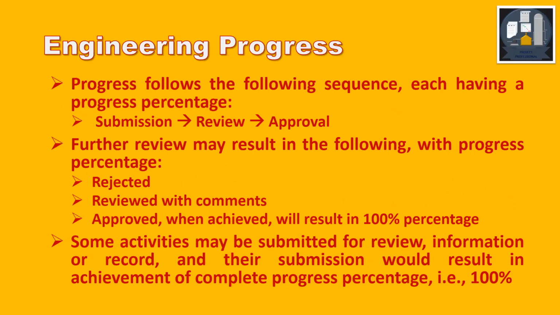Engineering progress. Now we come to progress. The progress follows the following sequence, each having a progress percentage: submission of the document deliverables or the drawings, the review, and approval code. Then further, the review may result in the following with progress percentage. Rejected: if it is rejected in the review cycle, then for that particular deliverable there will be no weightage. If it is reviewed with comments, it has some specific weight. And when it is approved, it means 100% weightage is achieved, meaning the activity is complete.